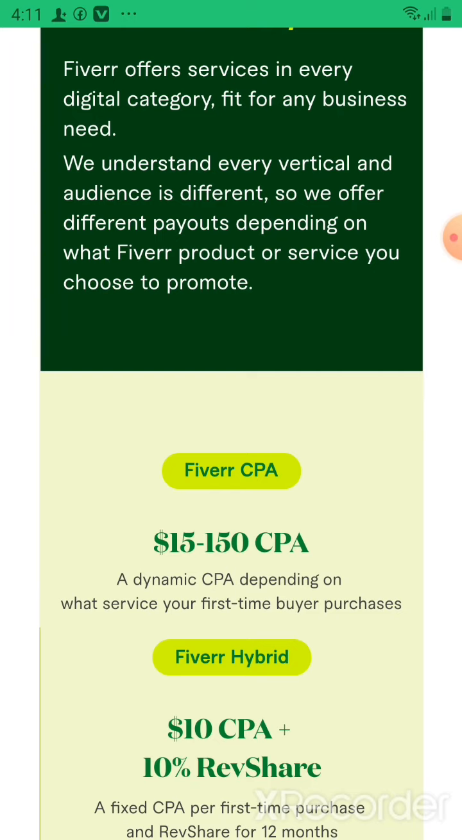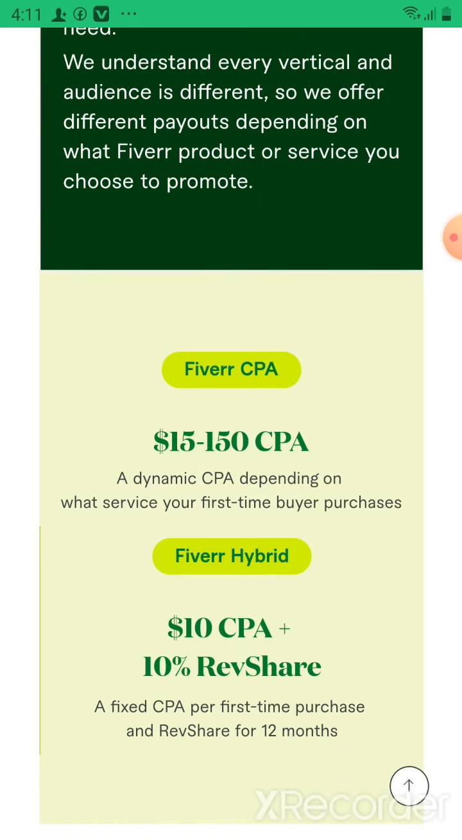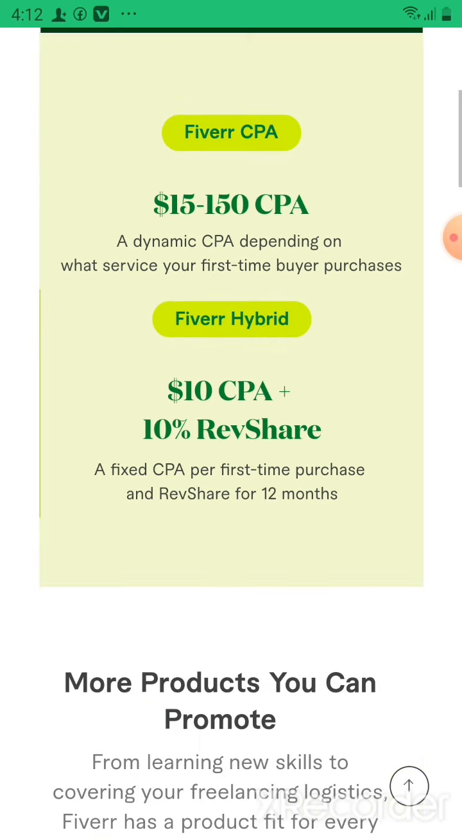You can see this is Fiverr CPA, cost per action. We will have $15 to $150 CPA, a dynamic CPA depending on what service your first time buyer purchases. That means it depends on the kind of service you want to promote. That will be your commission. So it depends. So let's see this one.